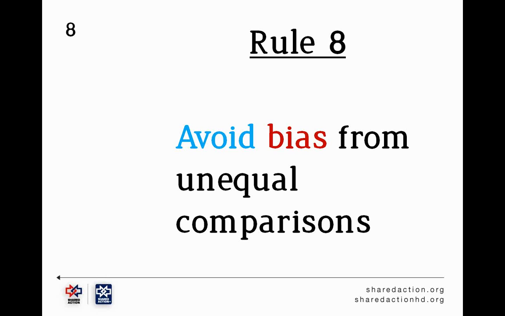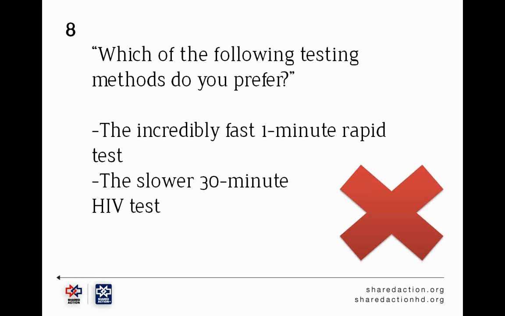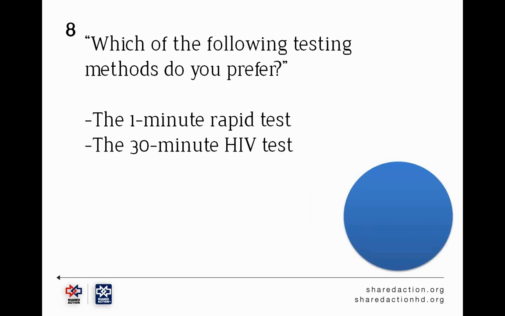Rule 8 is you want to avoid bias from unequal comparisons in your response categories. If I ask you which of the following testing methods do you prefer, the incredibly fast 1-minute rapid test or the slower 30-minute HIV test, you may think you're giving them a description and helping them understand it more, but "incredibly fast" instantly makes me think that this is better. Of course I want a faster test, but you want to leave that to your respondents to interpret and to decide on. So you can just fix this by removing the adjectives: the 1-minute rapid test or the 30-minute HIV test.